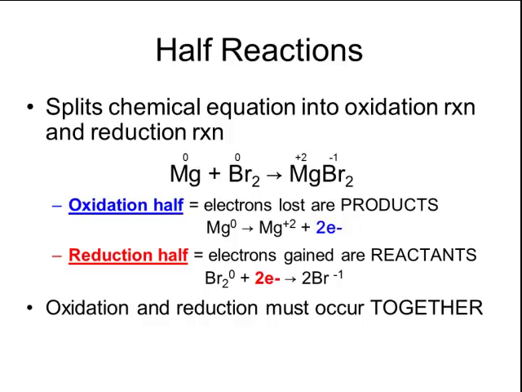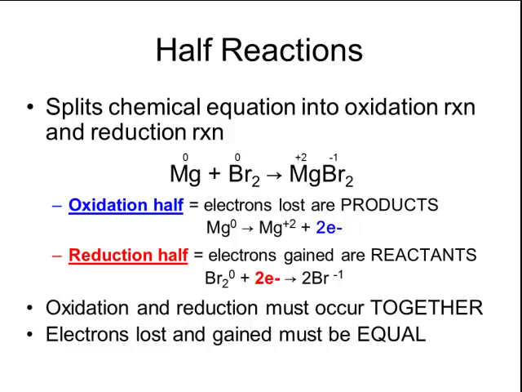The processes of oxidation and reduction must occur together, because if one element is losing electrons, those electrons have to be gained by another element. Also, the number of electrons lost and the number of electrons gained must be equal. These two guidelines are necessary in order to comply with the law of conservation of matter, where the electrons are not just being lost or being gained, but rather they are being transferred from one element to the other.